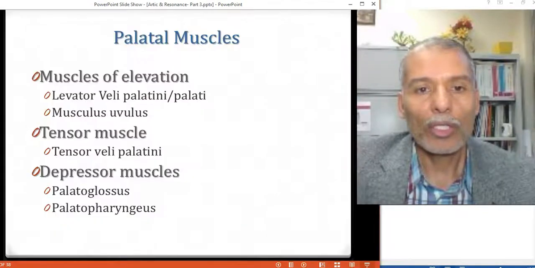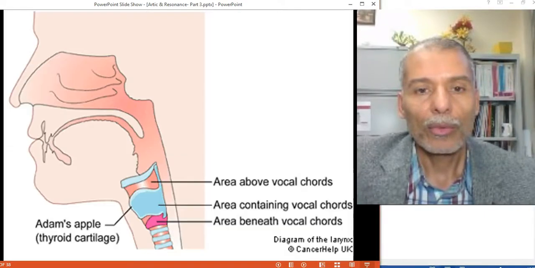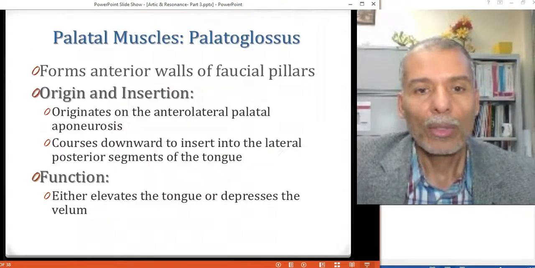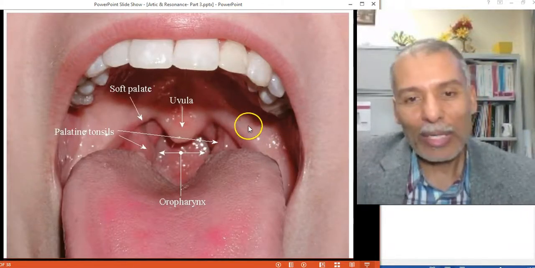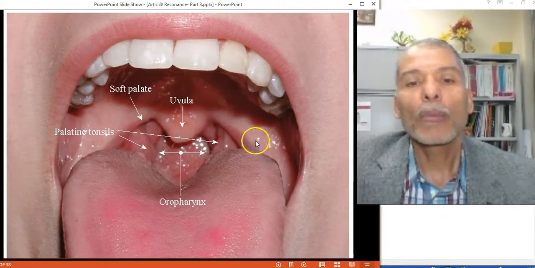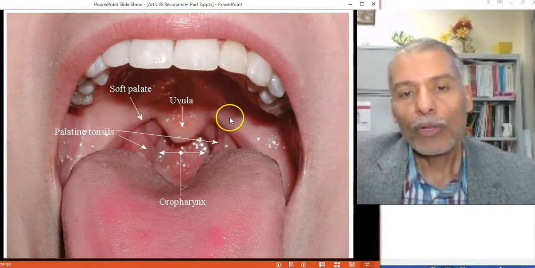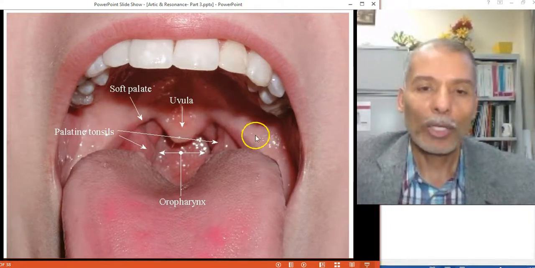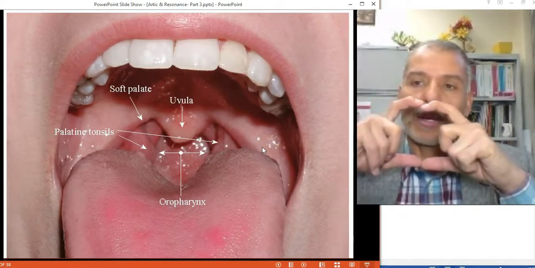I'll show you the image here. I think I have an image I'm going to show you. I promise. Okay, so when you look here, this is the fascial pillar, one side, and then the other side. If you remove the epithelial tissue here, the cover, you are going to see the palatoglossus muscle there.